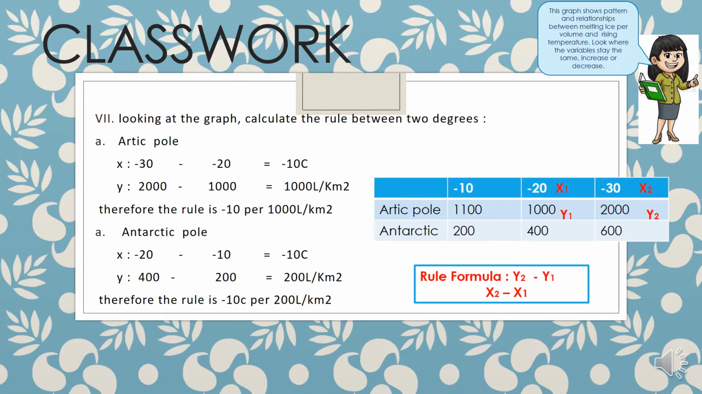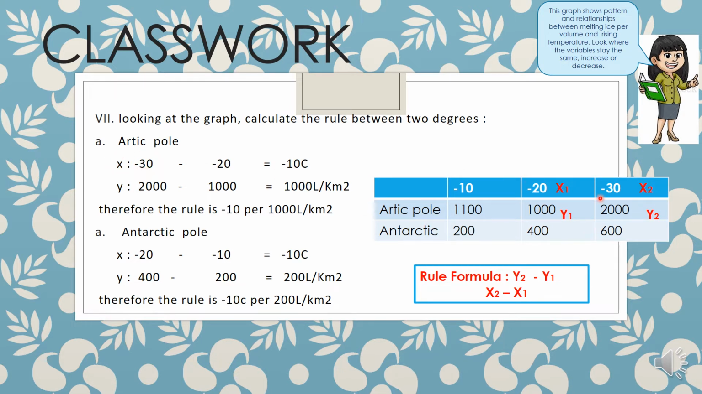Let's look at the graph together, finding the rule using two degrees. Arctic pole, as you can see, the x value is the temperature. The y value is the area. Oh, sorry, it's the volume. Okay.